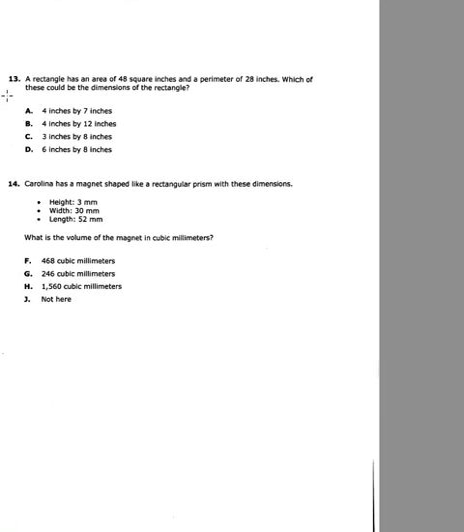Question 13. A rectangle has an area of 48 square inches and a perimeter of 28 inches. Which of these could be the dimensions of the rectangle? A. 4 inches by 7 inches. B. 4 inches by 12 inches. C. 3 inches by 8 inches. D. 6 inches by 8 inches.